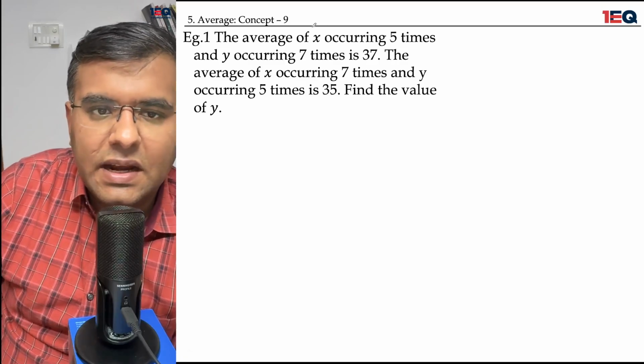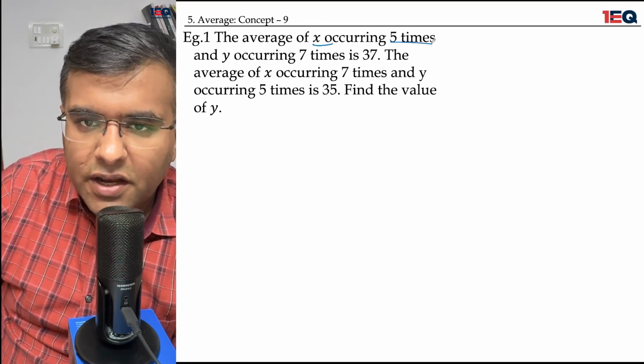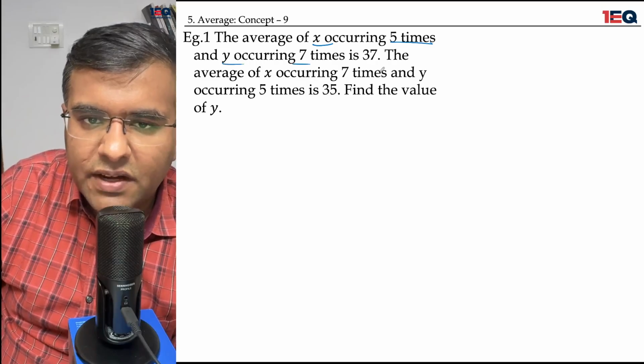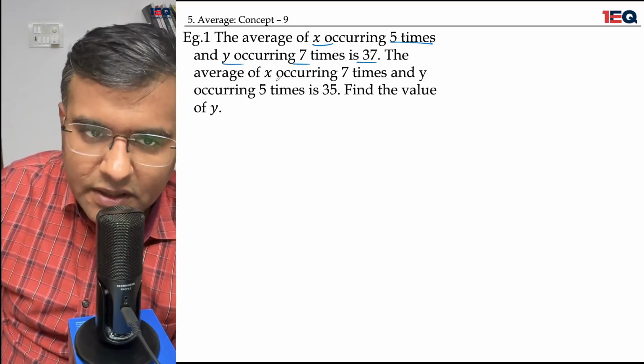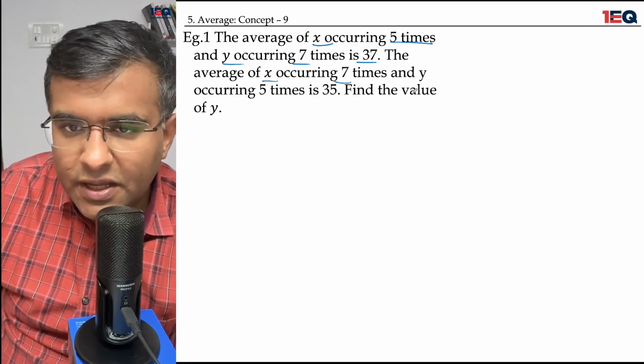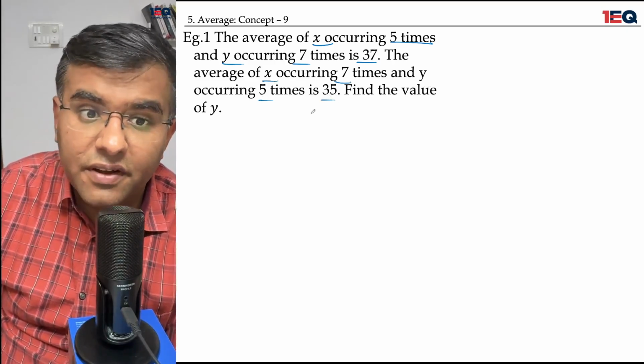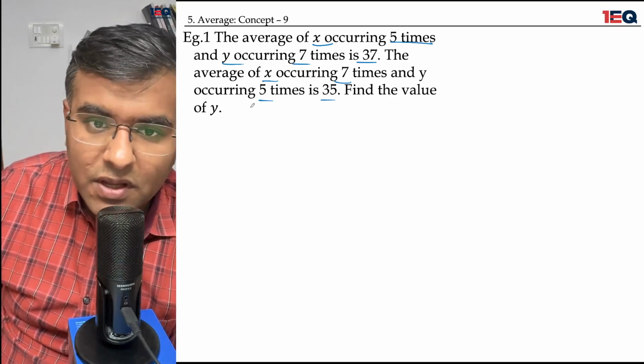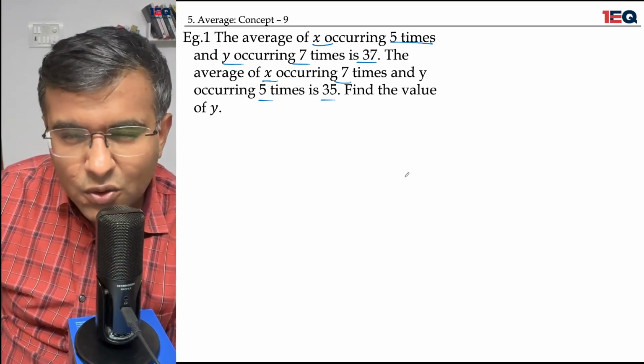The question says that the average of x occurring 5 times and y occurring 7 times is 37. And similarly, the average of x occurring 7 times and y occurring 5 times is 35. Find the value of y. So this is nothing but a linear equation in two variables.